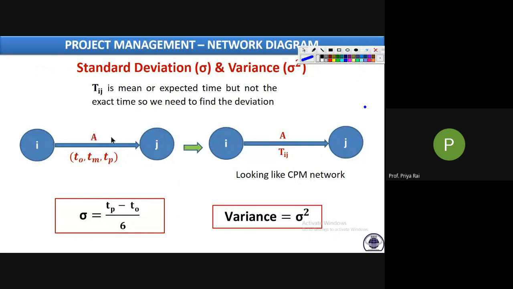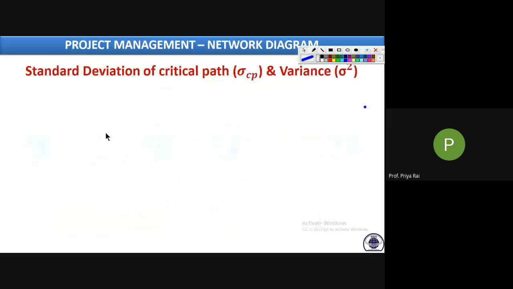Now they will ask you the standard deviation of a critical path. See here. Suppose this is an event. This is an activity. This is an event.